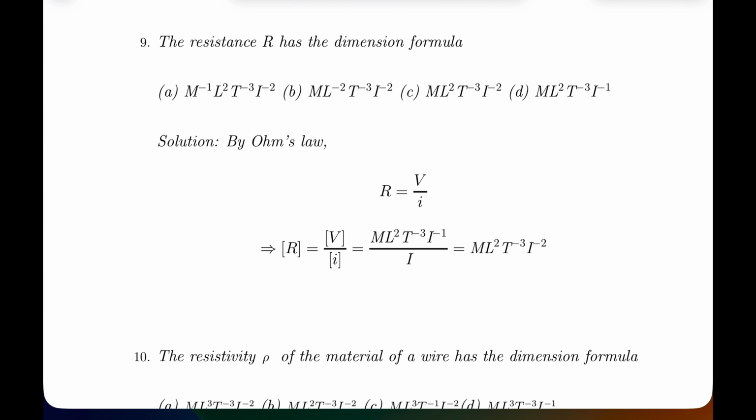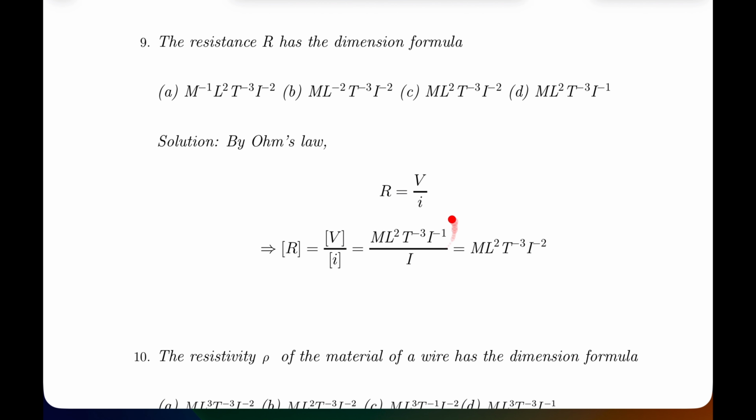We use Ohm's law, according to which the resistance is defined as the ratio of voltage upon current. So we put them in square brackets to indicate that we are interested in finding the dimensional formula. So R within bracket is V upon I. For potential, we have just now seen the dimensional formula is M L square T to the power minus 3, I to the power minus 1. For current, we have I here.